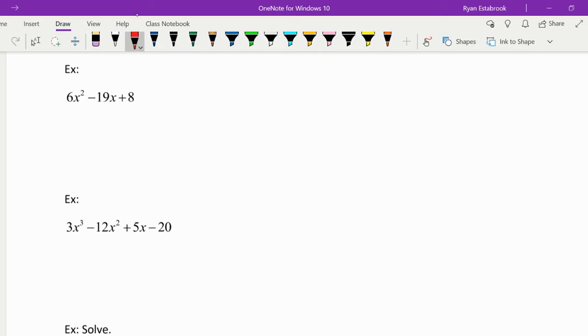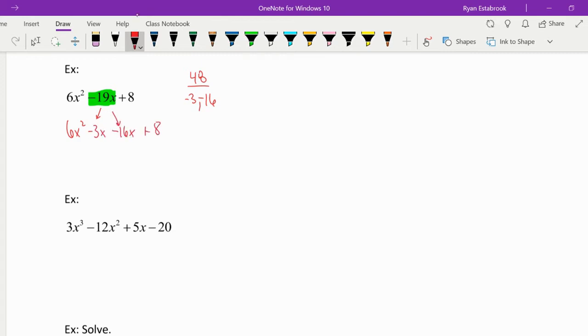So the split middle term, 6 times 8 is 48. And then I have to find two numbers that multiply to 48 and add to negative 19. So I'm thinking about the things that multiply to 48, and I came up with 3 and 16, which add to positive 19. So if I make both of them negative, then I have my winning pair. So then I'm going to split up this middle term. This negative 19x is equivalent to saying minus 3x and minus 16x.